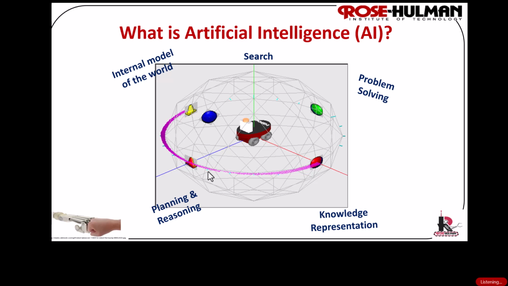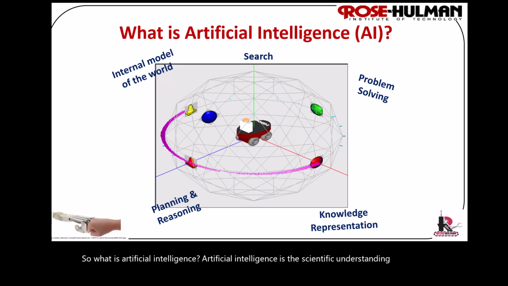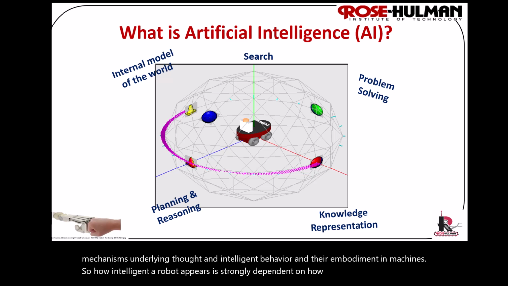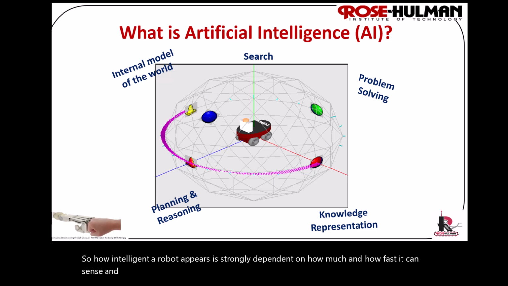So what is artificial intelligence? Artificial intelligence is the scientific understanding of the mechanisms underlying thought and intelligent behavior and their embodiment in machines. So how intelligent a robot appears is strongly dependent on how much and how fast it can sense and apply information to task. AI is the mechanism for planning and reasoning.